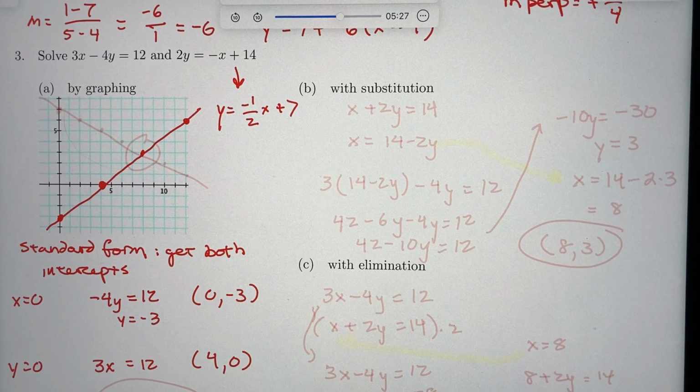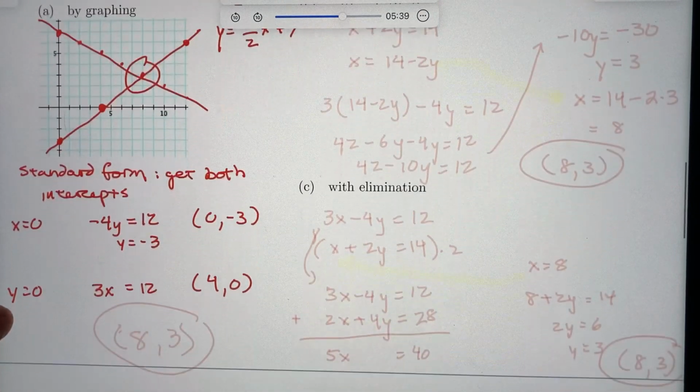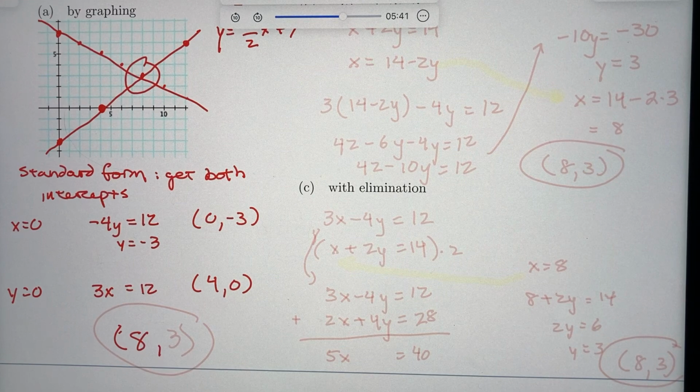Okay, so up 7 to start with, and then down 1 over 2. And, oh, look, I find the intersection. Don't forget to actually write it. Looks like it's over 8 and up 3. And remember that points have parentheses.